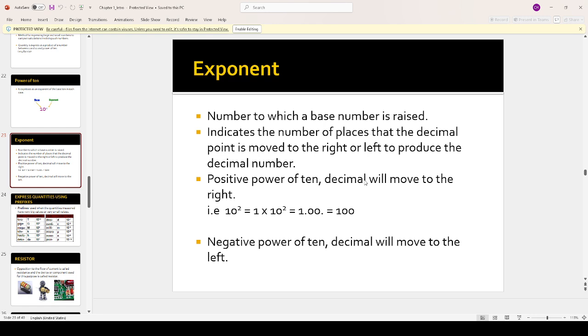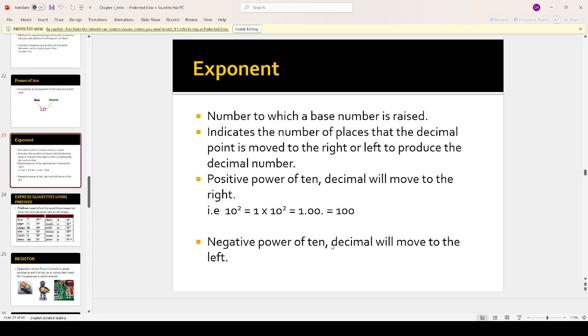For a positive power of 10, the decimal will move to the right, like 10 to the power of 2. What it means is 1 times 10 to the power of 2, which is equal to 100, where the decimal point is over here, and then it will move backwards 2 times, 1, 2, leaving 2 zeros. So 10 to the power of 2 is equal to 100.